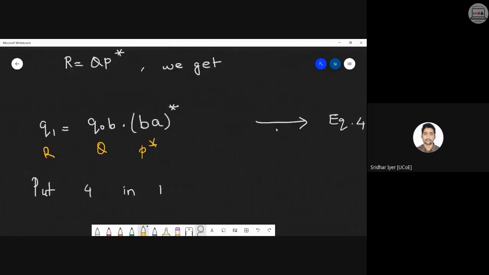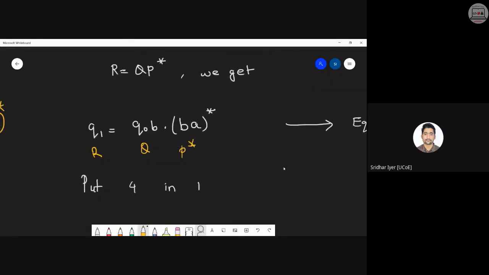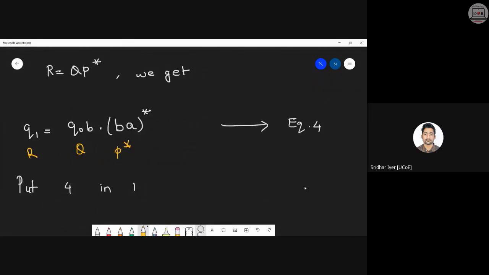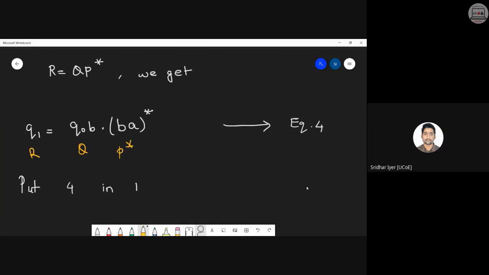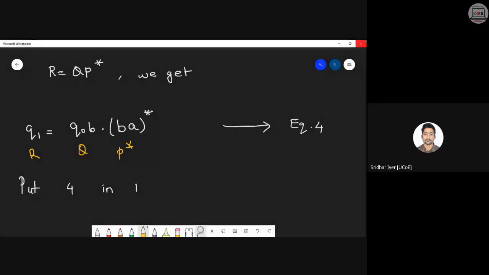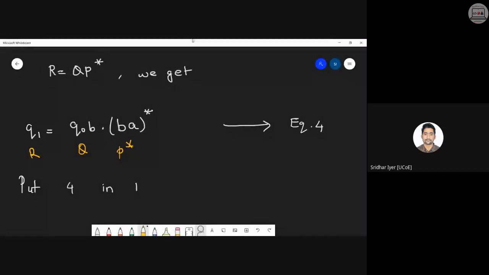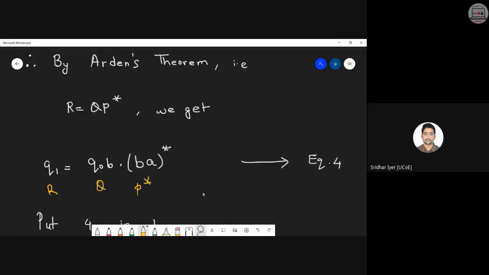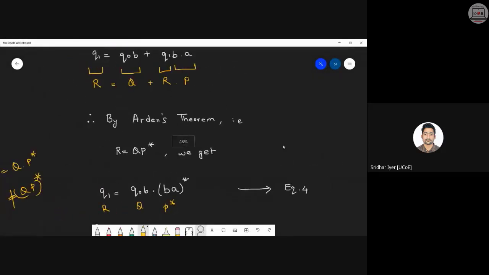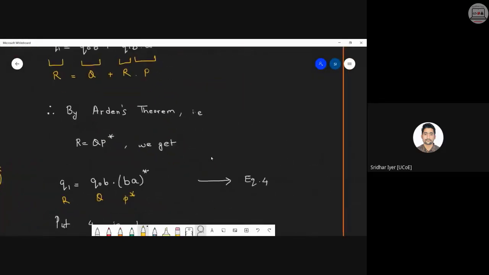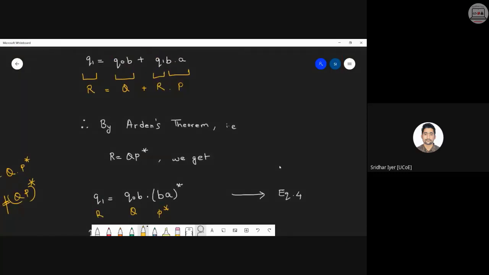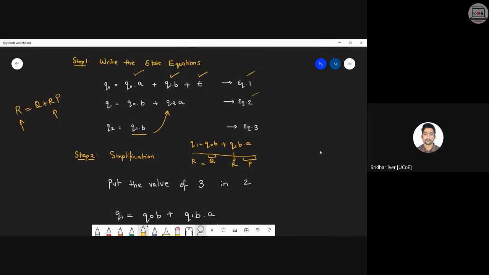So basically, the answer we just got, that is Q1, we can number it as equation 4. Now what we can do is keep on continuing all the substitutions and arrangements so that we get all the states in terms of alphabets only. As I told you, we have to keep moving back and forth. So kindly let me know where we can put this Q1 value so that we again get something in terms of R is equal to Q plus RP.